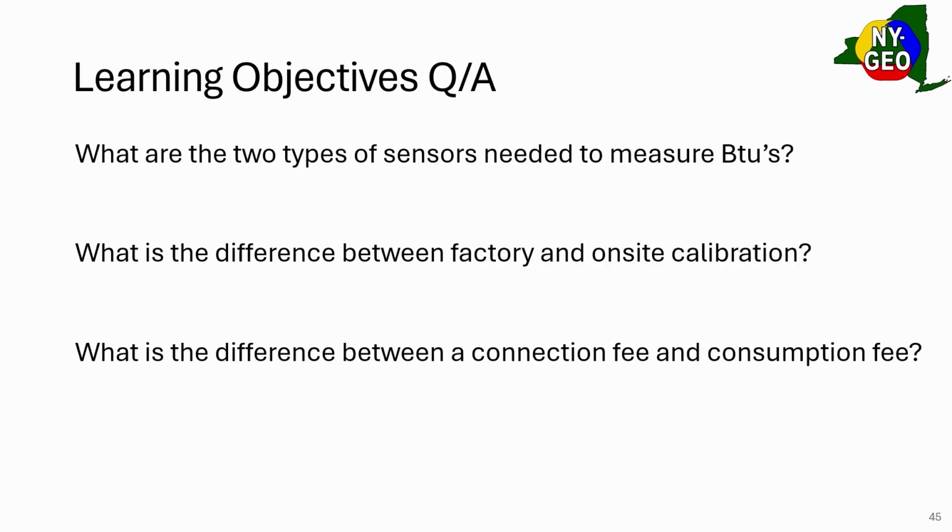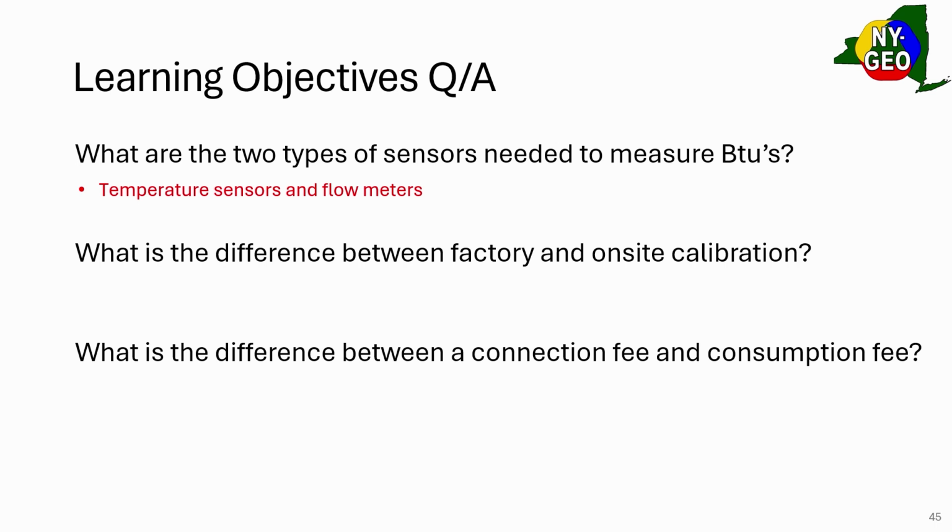So the learning objectives, for those continuing education credits, we have to do these questions to make John happy. So we're going to open it up to the crowd. First question, what are the 2 types of sensors needed to measure BTUs? Temperature sensors and flow meters.